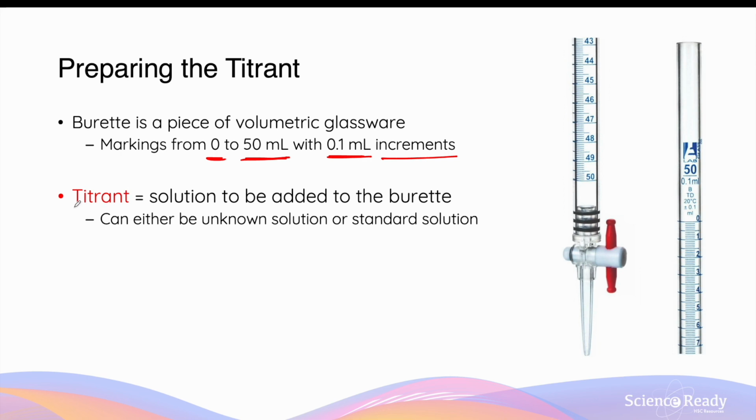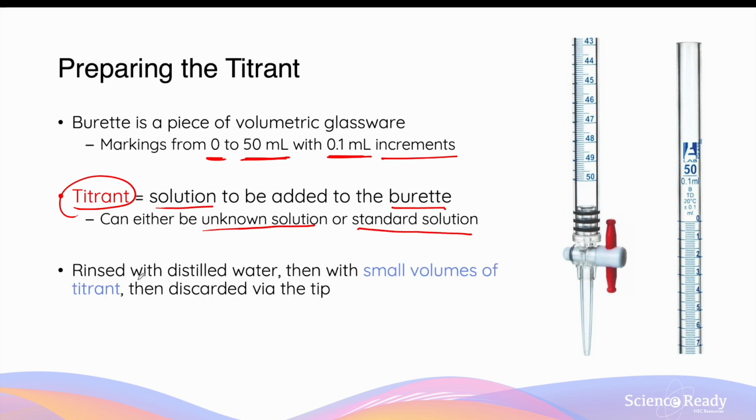In titration, the titrant refers to the solution that will be added to the burette. The titrant can either be the unknown solution that you're trying to determine the concentration of, or it can be the standard solution. The burette should be rinsed with distilled water, followed by a small amount of titrant. Both the distilled water and the titrant should be evenly coated on all surfaces of the burette and then discarded by the tip of the burette.